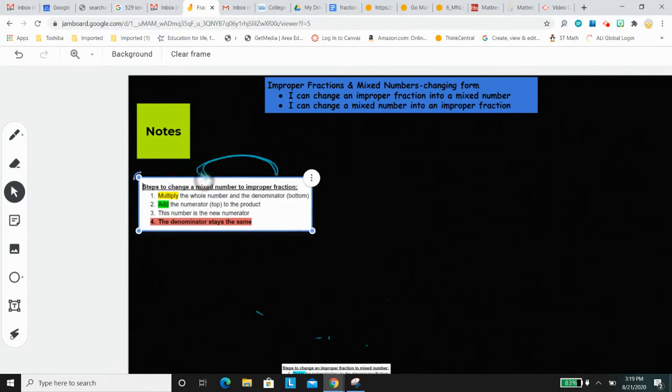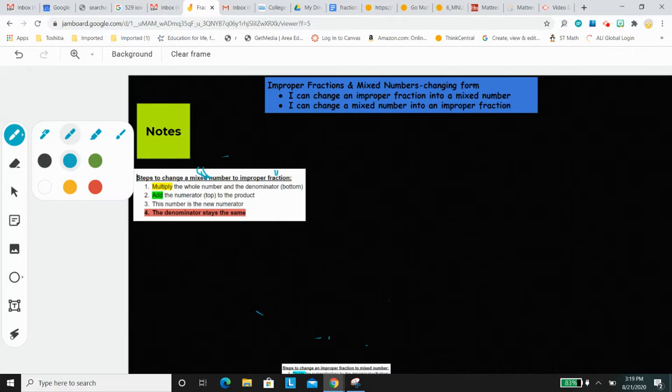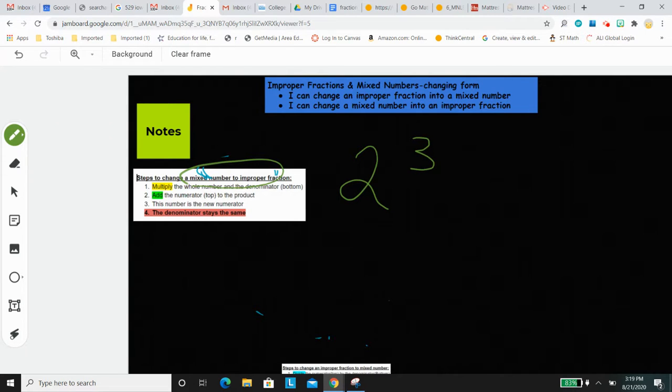Now, this set of directions is for making a mixed number into an improper fraction. So I'm going to make a mixed number this time into an improper fraction. I'm going to use a different fraction just for the fun of it. Let's say that I have 2 and, let's not make it too hard, 3/5. This is a mixed number because it has a whole number and then it has a fraction. It has both parts. That makes it a mixed number.